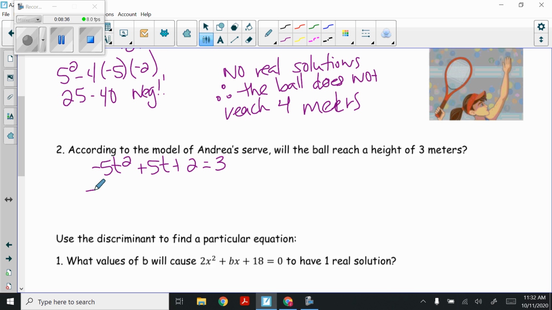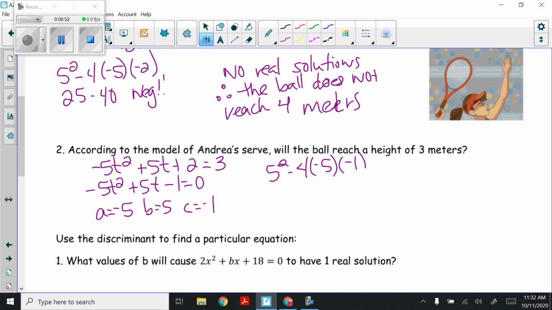So subtract 3 over, so I get negative 5t squared plus 5t minus 1 equals 0. A is negative 5, B is 5, C is negative 1. So find my discriminant, 5 squared minus 4 times negative 5 times negative 1. So 25. Negative 4 times negative 5 is, sorry, positive 20. Positive 20 times negative 1 is negative 20. This is going to be a positive, which means this would have 2 real solutions. That was equal to 3.